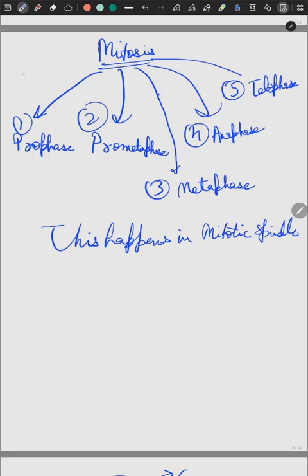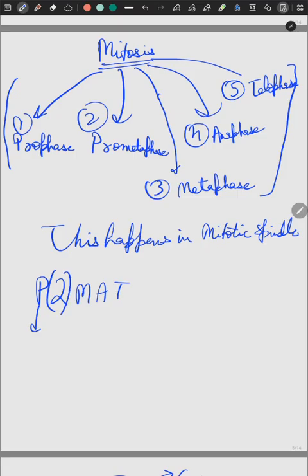To remember it, you can use an abbreviation known as P2MAT. P for prophase. P2 here means prophase, then prometaphase. Okay, then metaphase, anaphase, telophase.